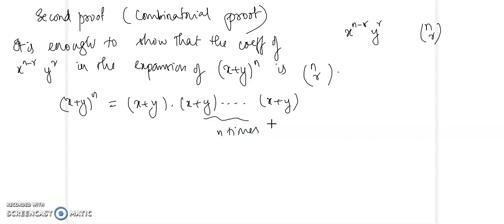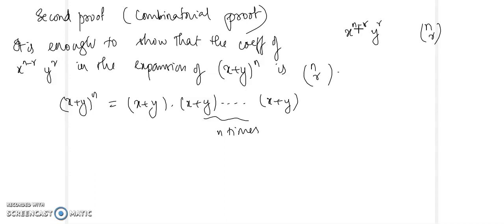Now, if I want to form the term x raised to n minus r y raised to r, when I multiply, I need to take n minus r factors. For each factor I have to choose either x or y. So to get x raised to n minus r into y raised to r, n minus r times I have to choose x from these total n factors. Similarly, y I have to choose r times out of the remaining factors.